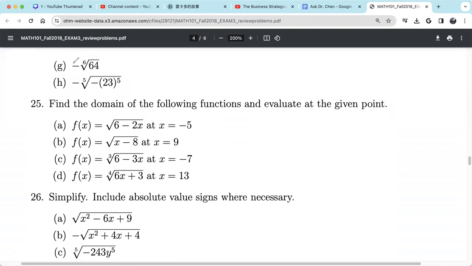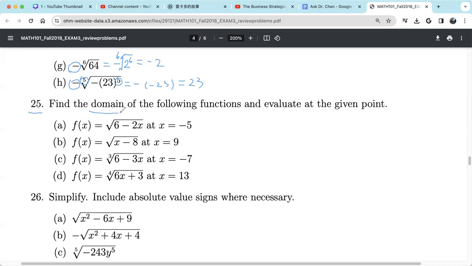Let's see this one. The negative sign is in front of the radical sign, so just keep the negative sign. Then 64, so 2 raised to 6 is 64. So that equals the 6th root of 2 raised to 6, so it just equals negative 2. The negative sign is outside the radical sign, we keep writing it. Now the power and the index are the same, so we get negative of negative 23, that becomes positive 23.